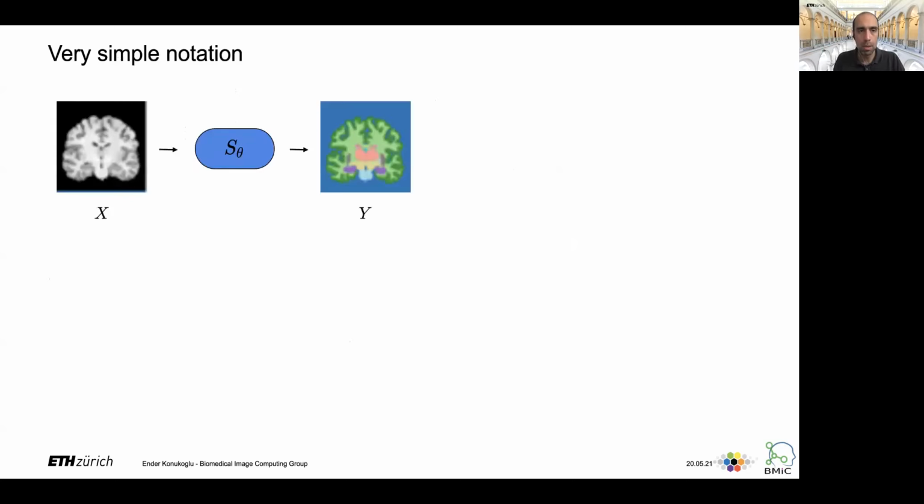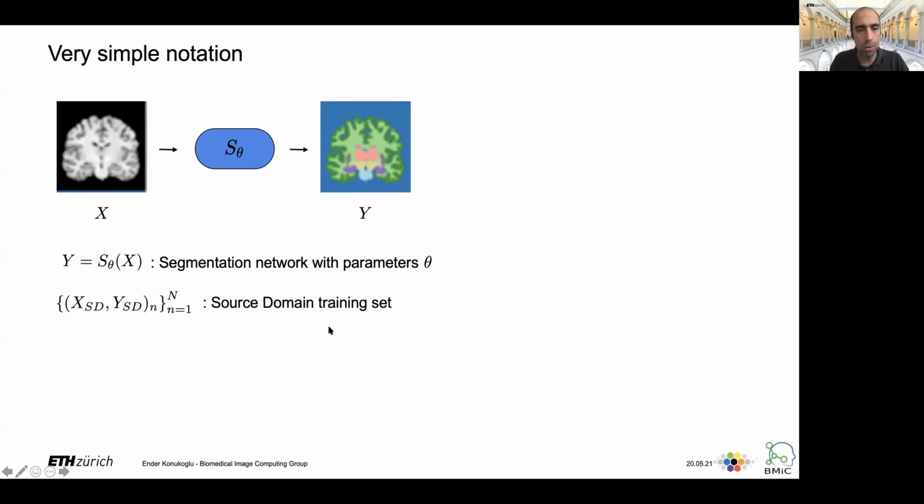Okay, so very simple notation. I will denote images as X and segmentations as Y. And as I said, the segmentation algorithm is denoted by S theta, theta being the parameters. In this case, I will talk about deep learning models, so it's a segmentation network. It's a function that takes in images and spits out segmentation maps.